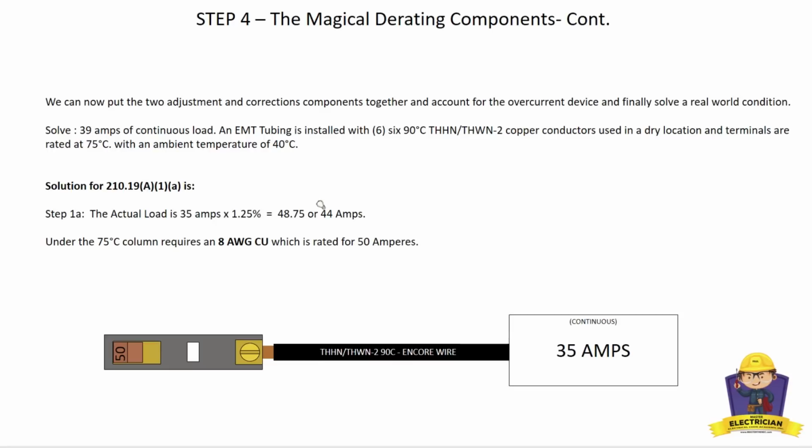Now let's put the two together and do an application in the real world. In this case, we're going to use 39 amperes. We're going to try to put everything we've learned so far together. So we have 39 amps of continuous load. We have an EMT tubing. We've got 6 current carrying conductors, THHN, THWN-2, copper. Dry location, not that it would matter here because it is THHN, THWN-2. And the terminals are rated at 75 degrees C, and we have an ambient temperature of 40 degrees C.